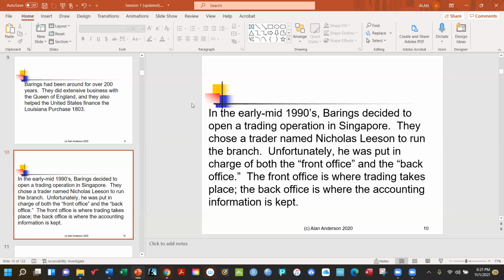But he was put in charge of the front and the back office. So the front office is where the trading happens. The back office is where all the accounting happens. And so if the same person is in charge of both, then there's always potential for fraud. And that's exactly what happened.